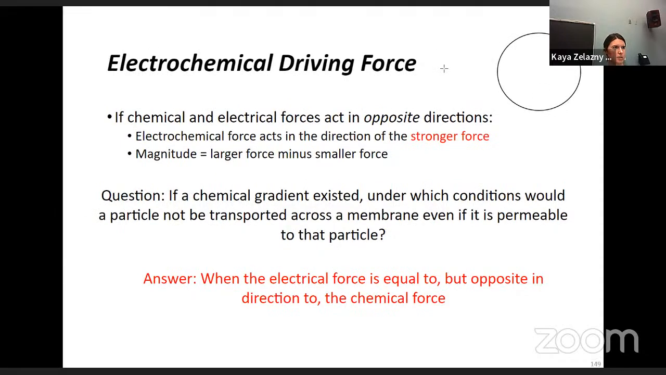Let's draw out the situation. So our chemical driving force, let's point it out. Let's find our electrical driving force in. If these arrows are the same size, these forces have the same magnitude, there is no movement at all, right? So on net, no ECDF, our ECDF would be 0.